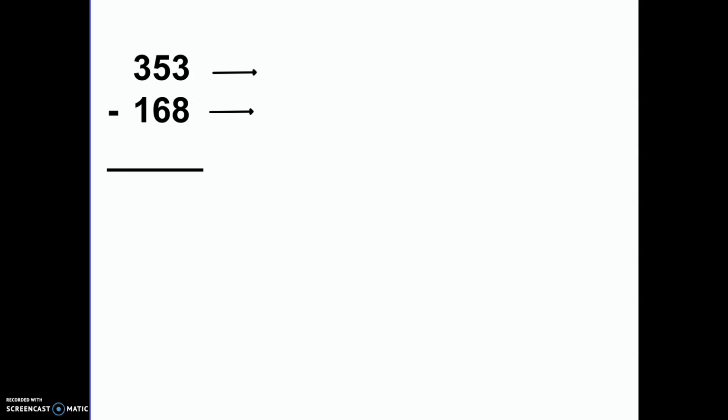We are going to work on expanding out our 3-digit numbers to the expanded notations, and then we're going to use those expanded forms to subtract. So 353 is 300 plus 50 plus 3.